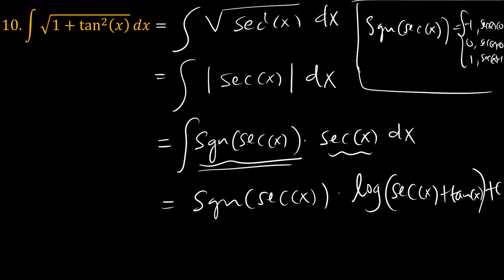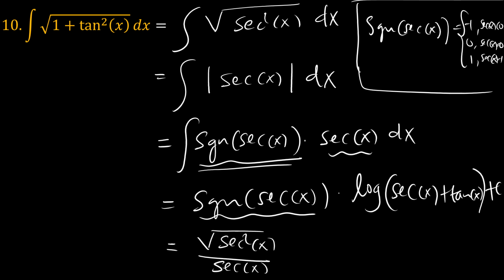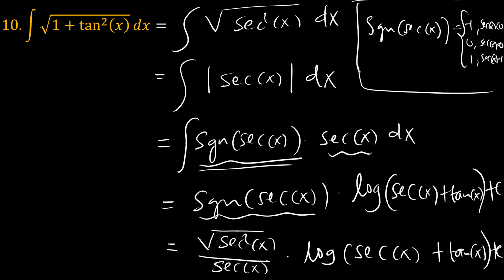Right. So another way of probably writing this is just saying, okay, we will get secant squared of x as it is and divide by secant of x, right? And that will give us that sign. But other than that, this is our answer. Okay, so that was a simple one.